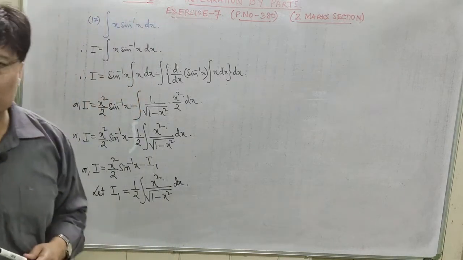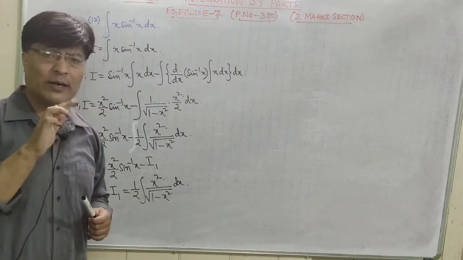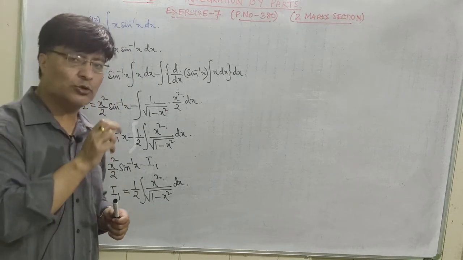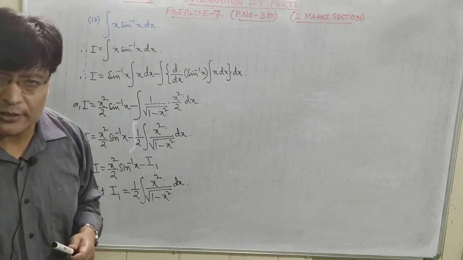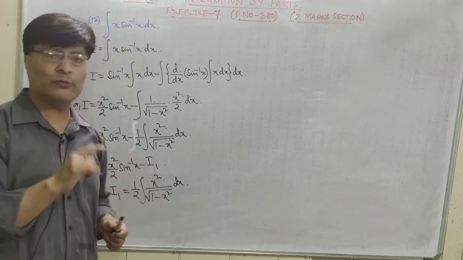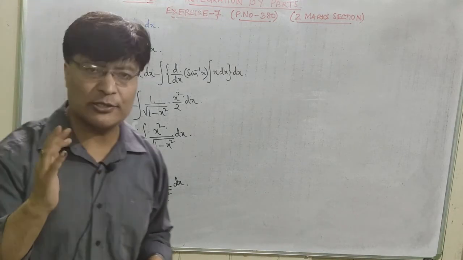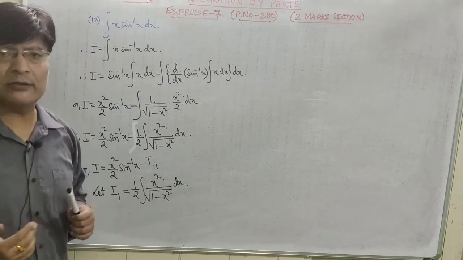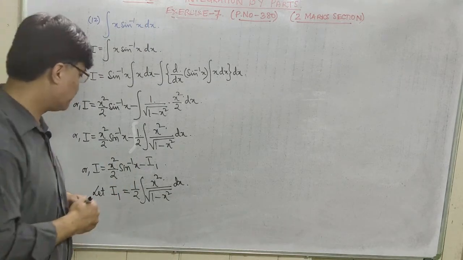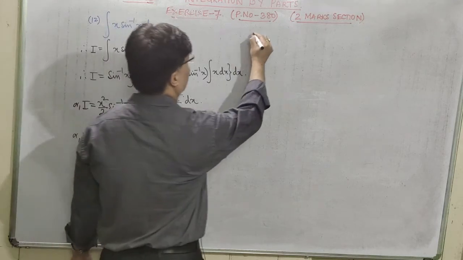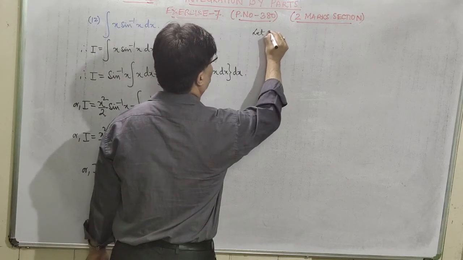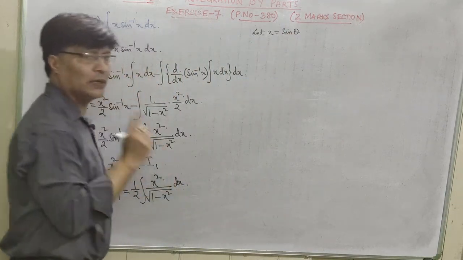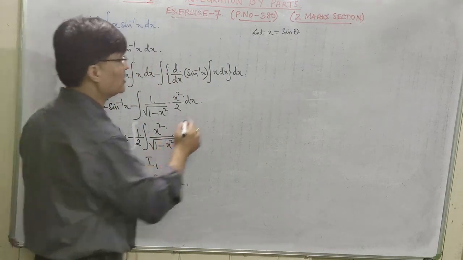I already told you about this one, isn't it? If there is root over 1 minus x square, you should put x is equal to sine theta. If there is root over 1 plus x square, you should put x is equal to tan theta. If you have root over x square minus 1, you should put x is equal to sec theta. I already told you about that one. You can check the previous classes. Okay. So now let us assume here, let x is equal to sine theta.